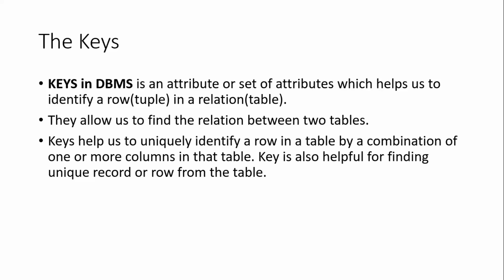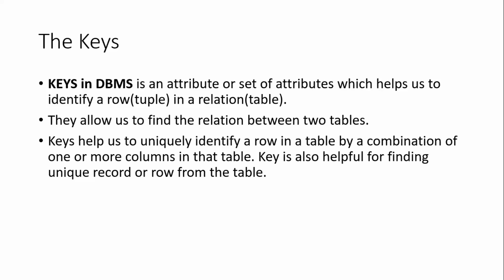What is the main objective of a key? It is to find a unique record. What does unique mean? One and only. So there should exist only one row for that one particular key value. If multiple rows exist, then the definition of the key itself gets compromised.